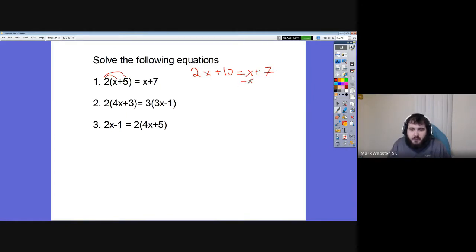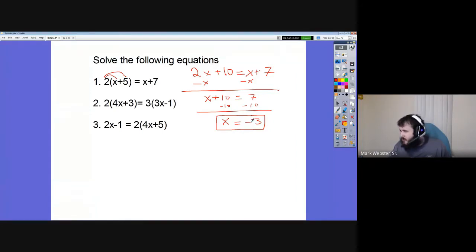Let's subtract the x over so that we've got all the x's in one place. And then subtract the 10 here. And that'll leave us with x equals -3 as our final answer for problem number 1.